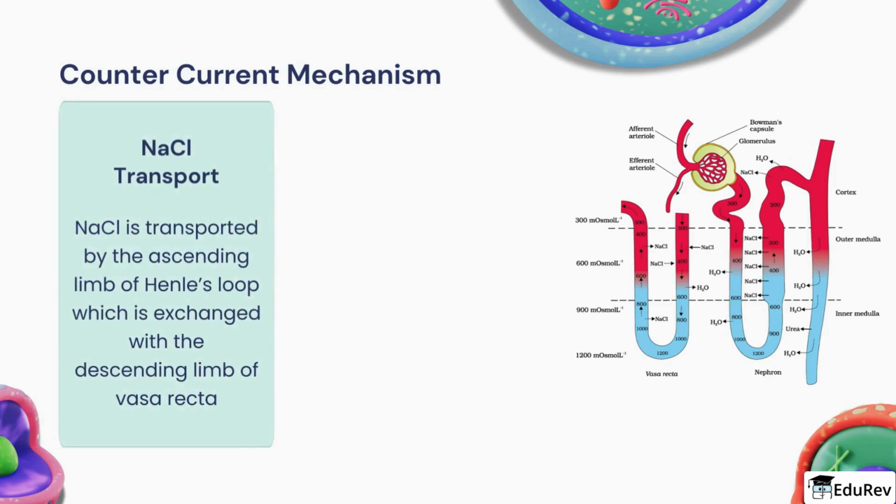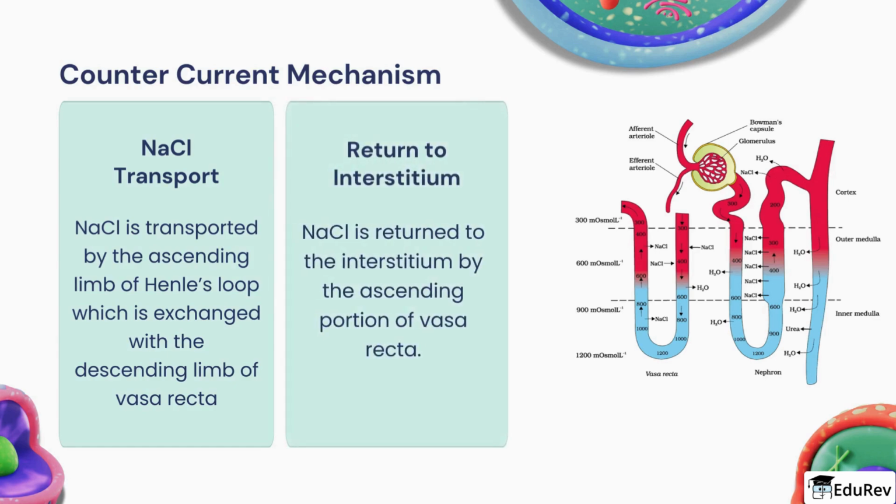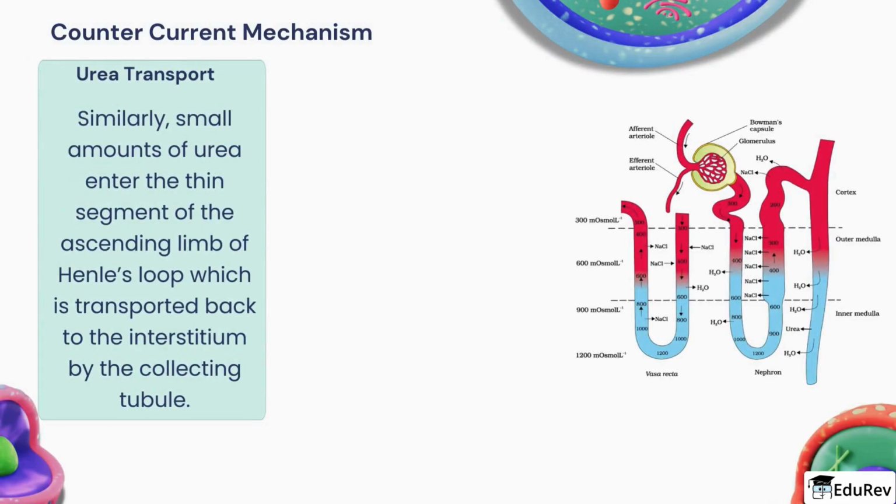NaCl is transported by the ascending limb of Henle's loop, which is exchanged with the descending limb of vasa recta. Then, it's returned to the interstitium by the ascending portion of vasa recta. Similarly, small amounts of urea enter the thin segment of the ascending limb of Henle's loop, which is transported back to the interstitium by the collecting tubule.